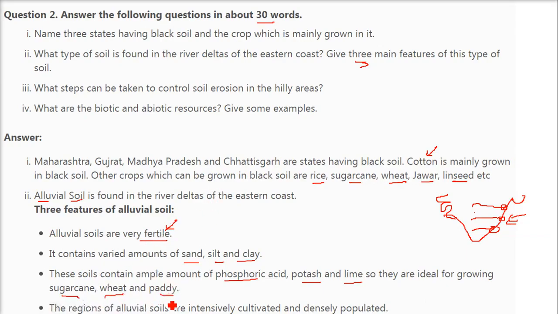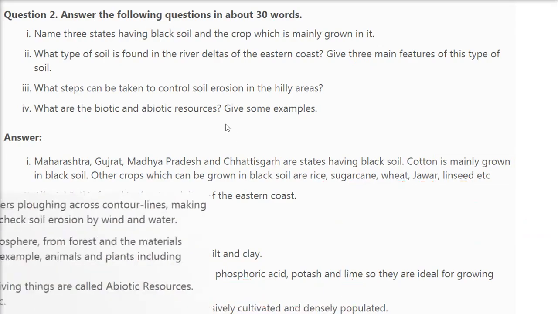And the regions of alluvial soils are intensely cultivated, intensive krishi, and densely populated.